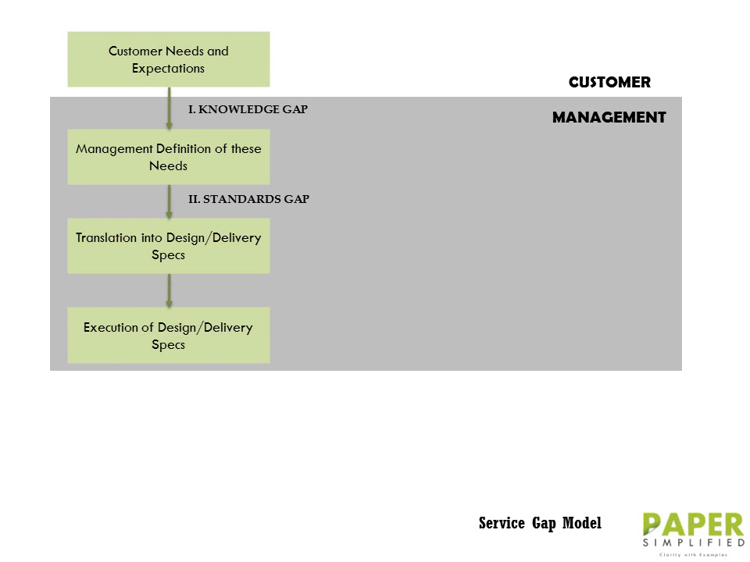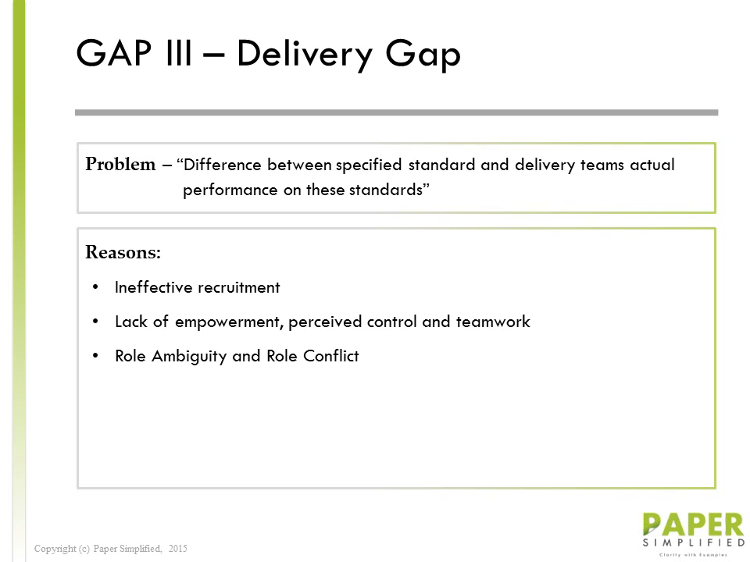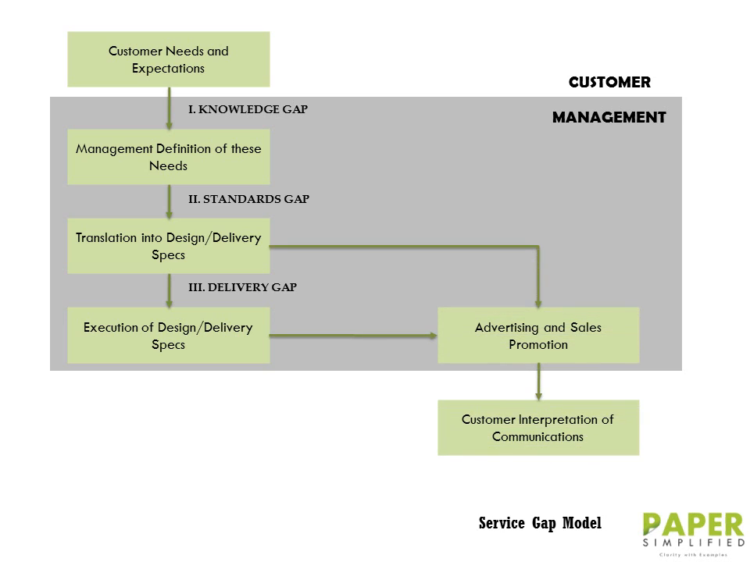The third gap is known as the delivery gap. It is the difference between the specified standard and the delivery team's actual performance on these standards. The reasons for the delivery gap are ineffective recruitment, lack of empowerment, perceived control and teamwork, role ambiguity and role conflict, inappropriate evaluation and compensation systems, failure to match supply and demand, and finally, customers' lack of knowledge of their roles and responsibilities.